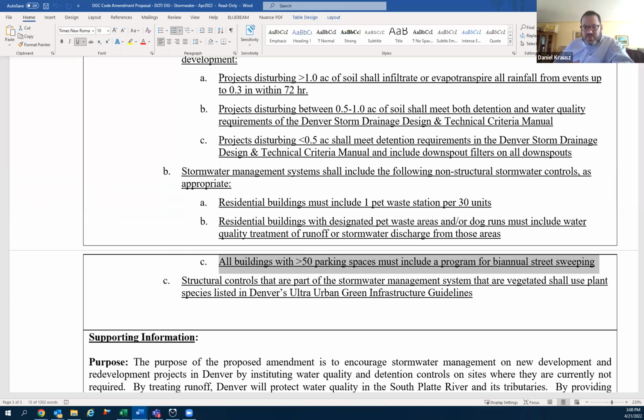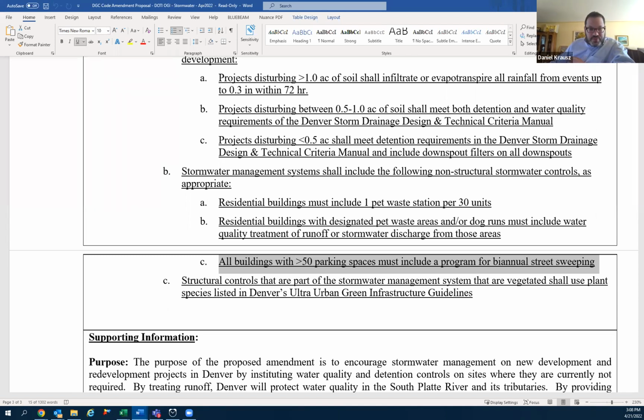Okay, and does this include parking spaces in a covered garage? That's a good question. I think it does, yes, but it's not specified there. Okay, I think if it says parking spaces in general, then that would be included, although the language street sweeping certainly threw me off. Thank you.